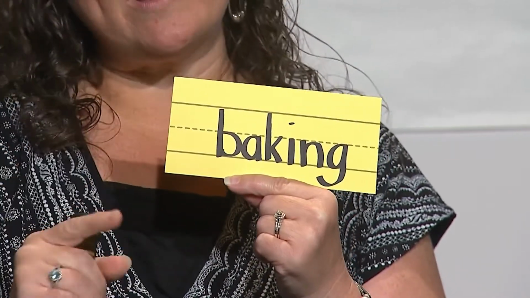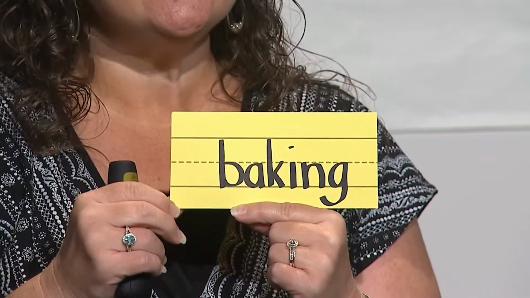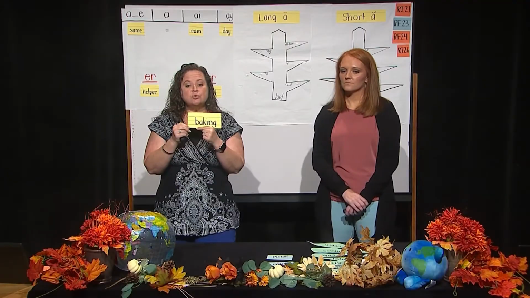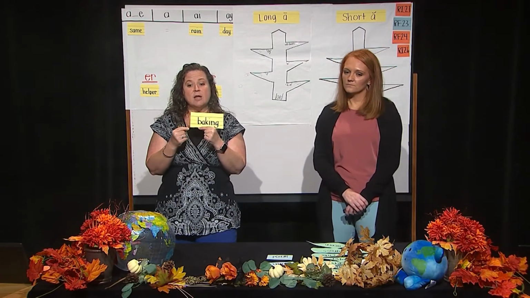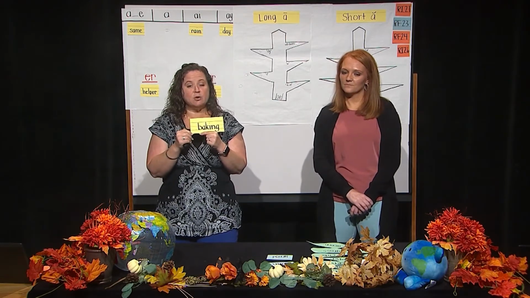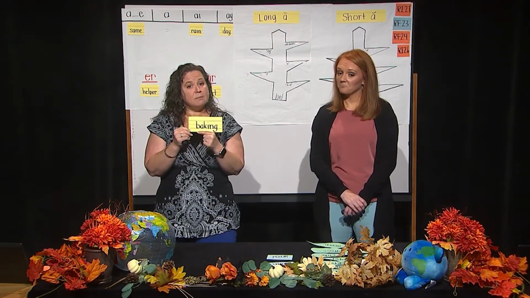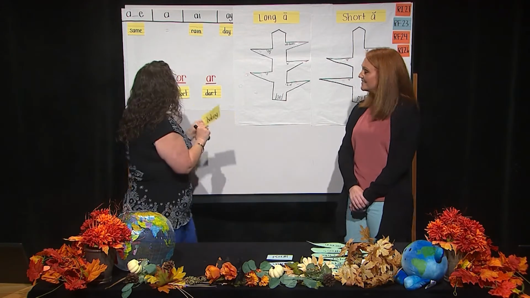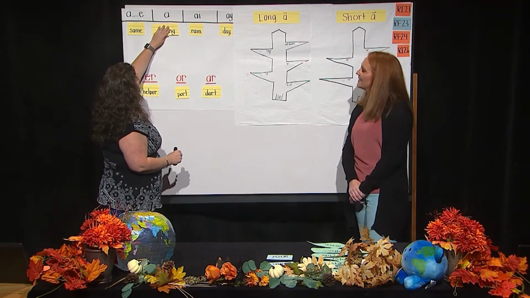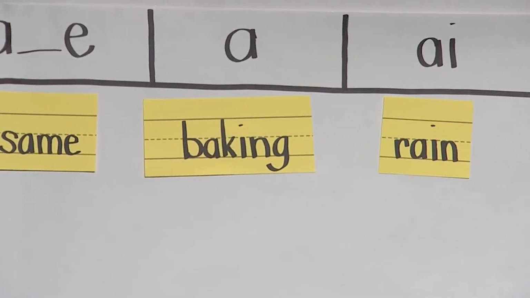All right, since we're working on that A sound, we're going to use that sound to sort. So look how this word is spelled. The A sound is spelled with a single A. So we're going to place it in that category. Yes. A, baking, spelled with an A.